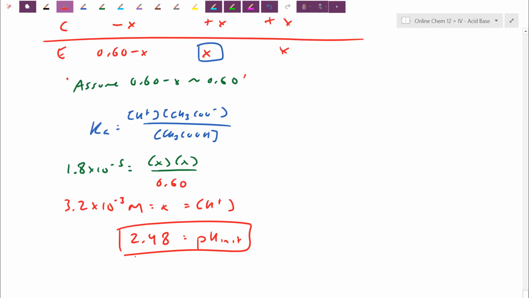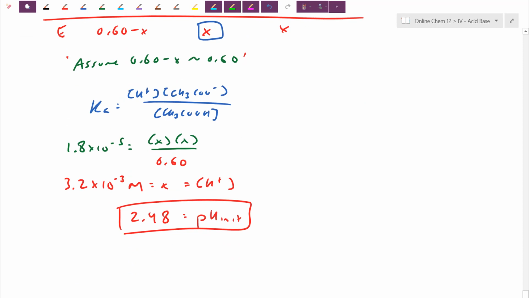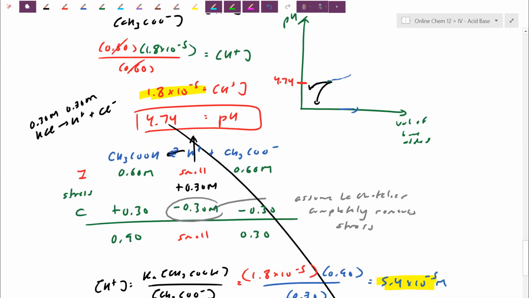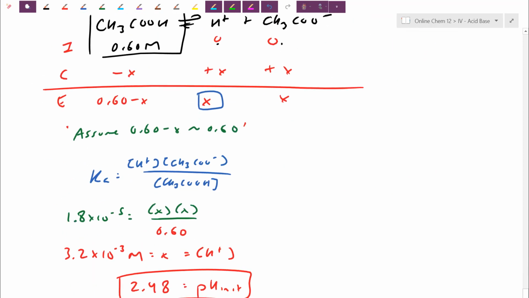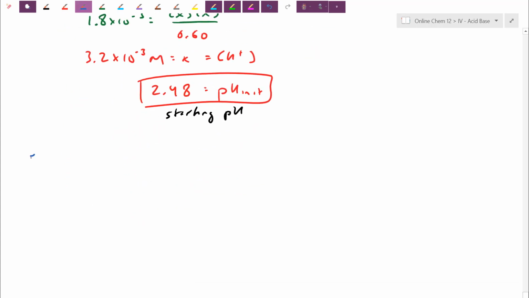You'll notice this is even before you added the 0.30 molar. This is just plainly, well, we have only the conjugate acid because I don't have the conjugate base. My starting pH is actually way lower. Earlier, I had started off at a pH of 4.74. Even after adding the stress, it was only 4.27. And yet, without a buffer, I'm already starting out lower. What's going to happen now is I'm going to add the stress. I'm going to add the H plus, this part here.